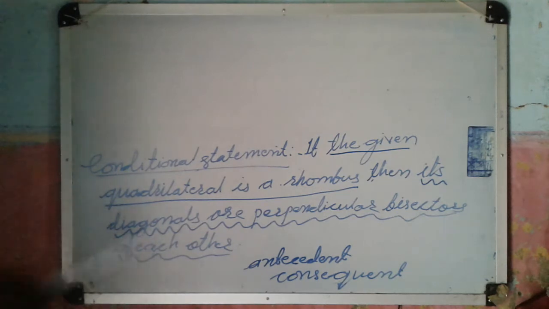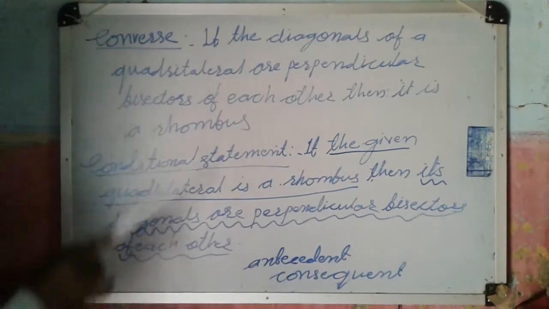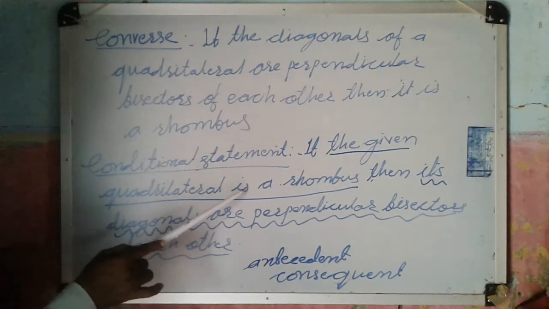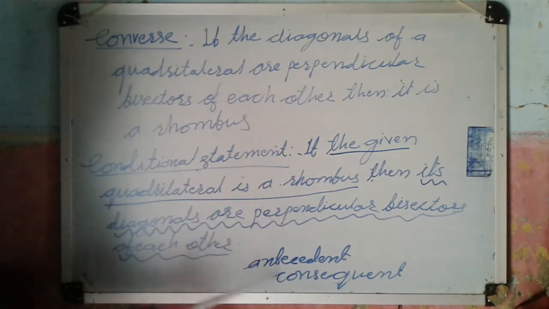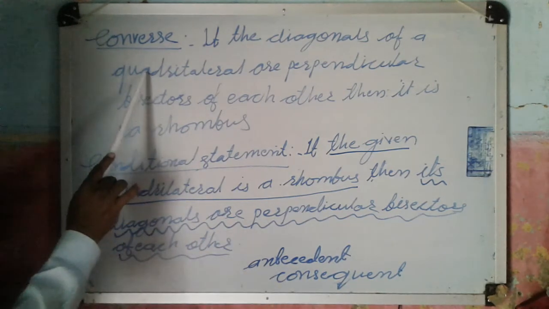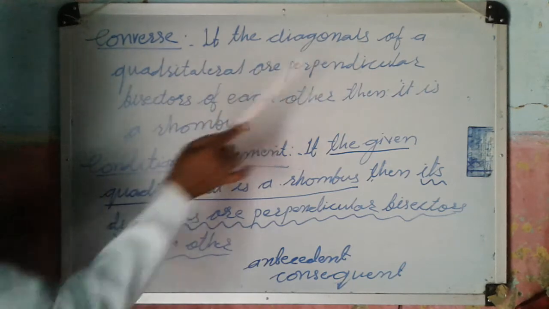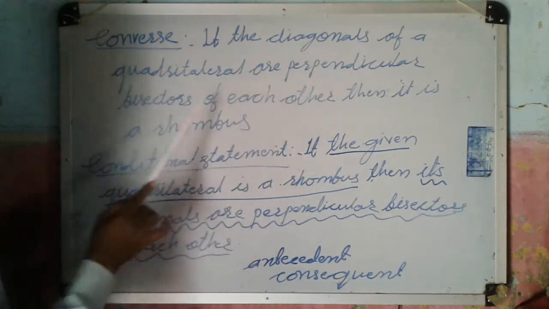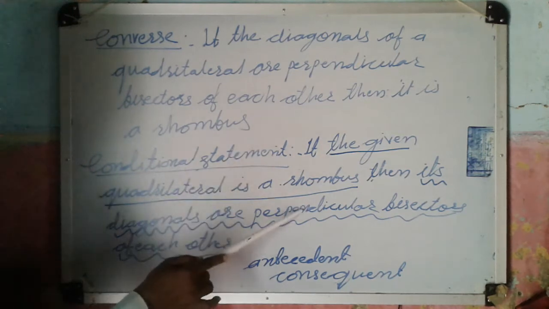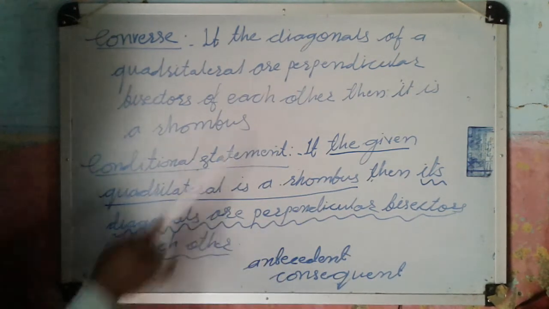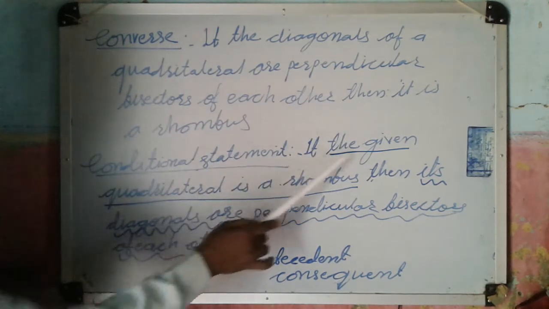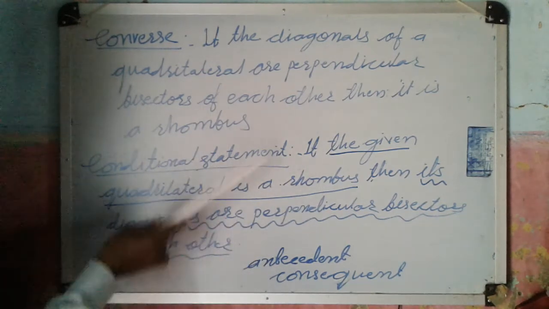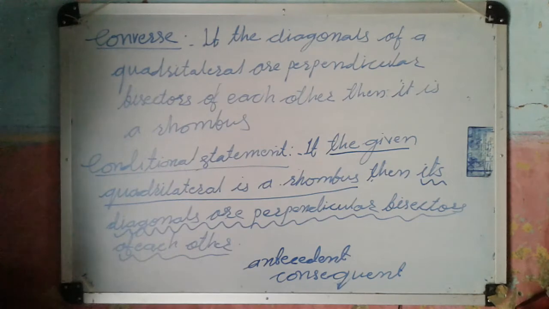Now we will write the converse of this statement. The converse of this conditional statement: here these parts antecedent and consequent are interchanged. Here, if the diagonals of a quadrilateral are perpendicular bisectors of each other, then it is a rhombus. This is called the converse of this theorem.